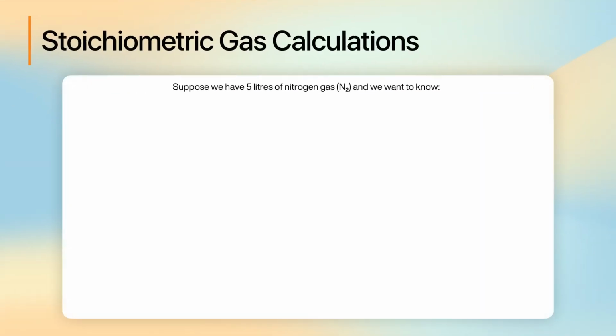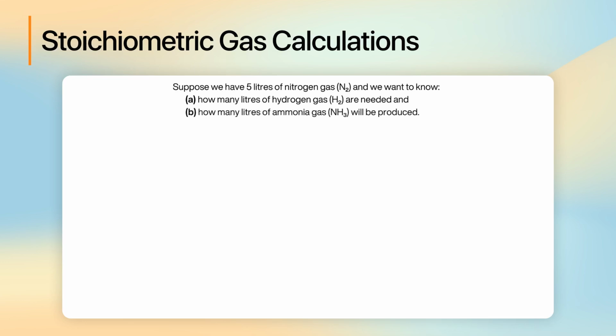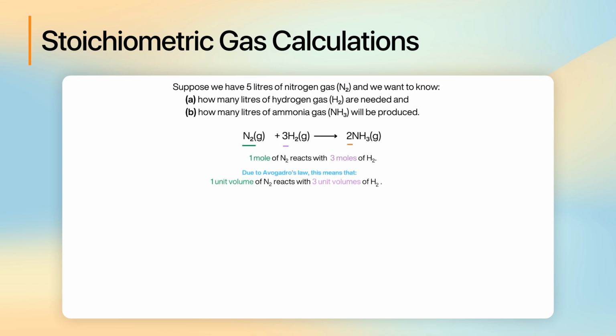Suppose we have 5 liters of nitrogen gas, N2, and we want to know how many liters of hydrogen gas, H2, are needed, and how many liters of ammonia gas, NH3, will be produced. Using Avogadro's law and the stoichiometry of the reaction, the equation shows that 1 mole of N2 reacts with 3 moles of H2. Due to Avogadro's law, this means that 1 unit volume of N2 reacts with 3 unit volumes of H2. 1 liter of N2 would react with 3 liters of H2, therefore, 5 liters of N2 will react with 15 liters of H2.